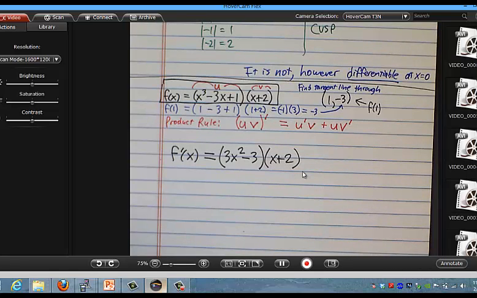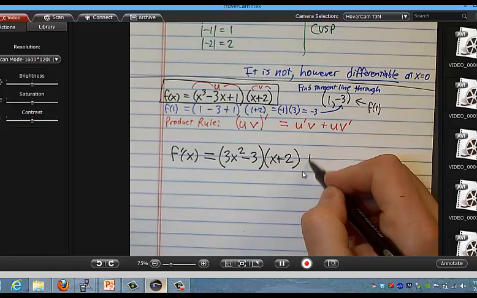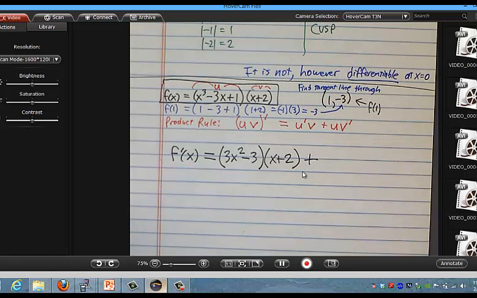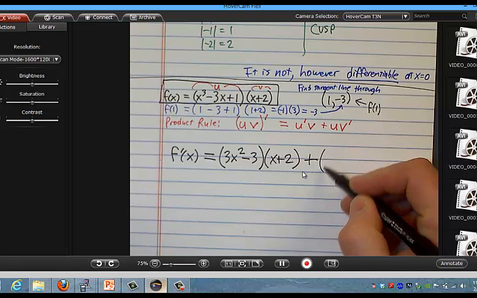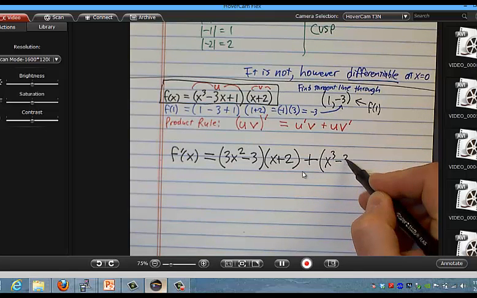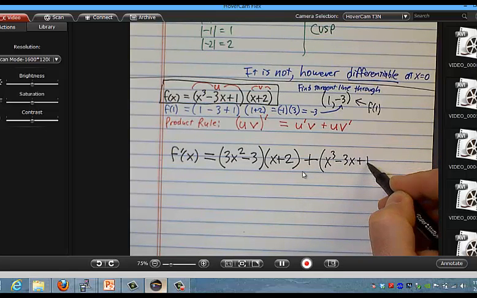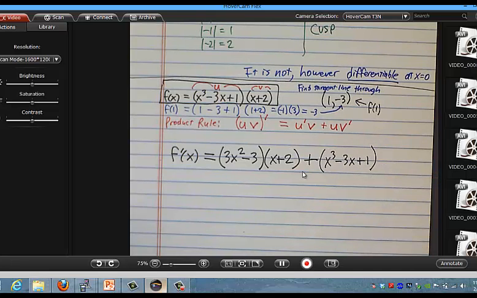Does that make sense to you guys? Plus, because there's a plus sign. What am I going to write next? It says u. What are we going to write? X cubed minus 3x plus 1. And now, what's v prime?